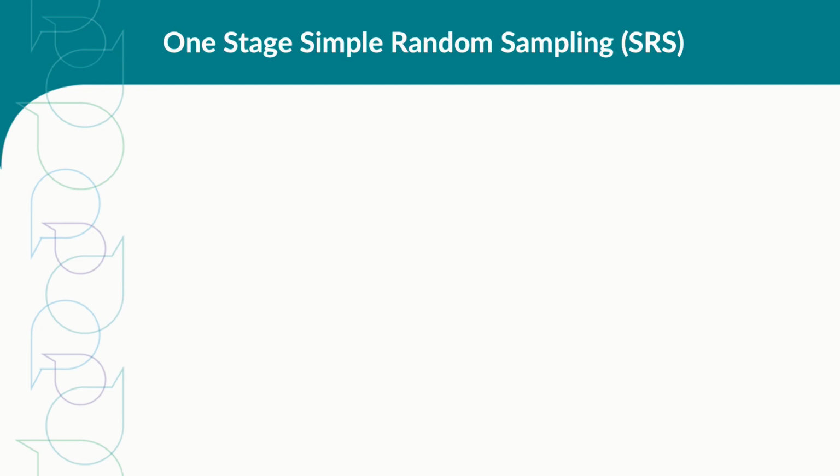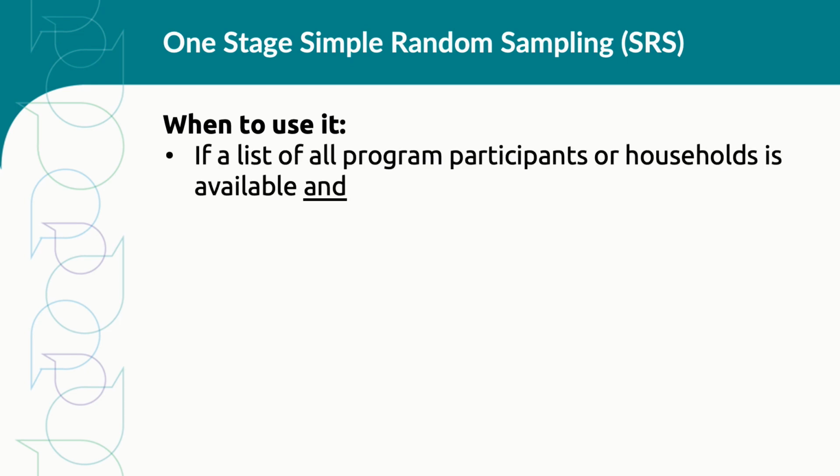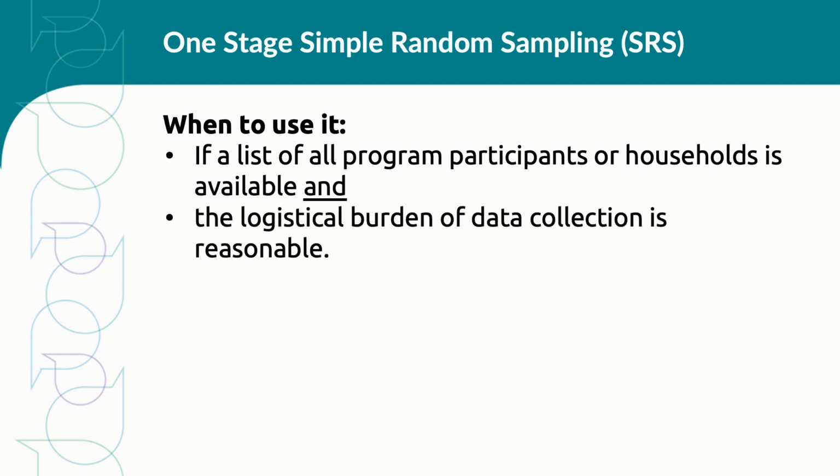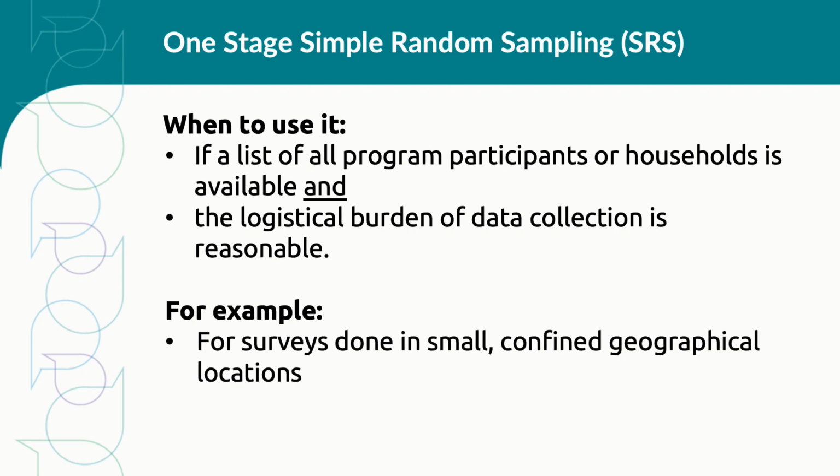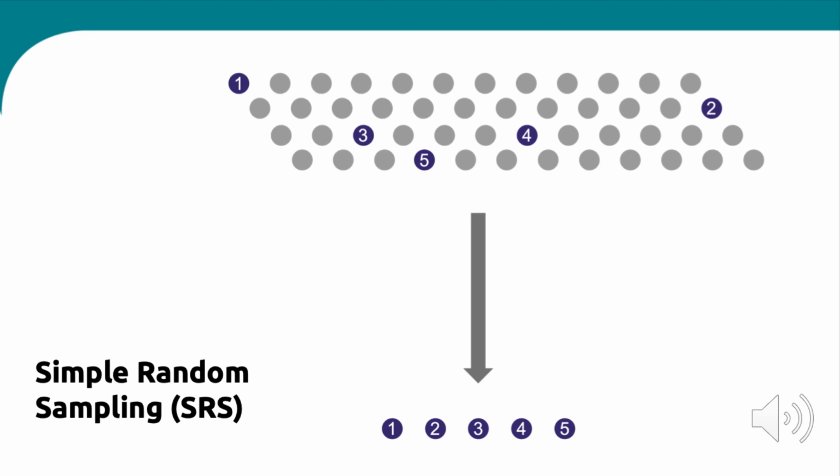A one-stage simple random sampling strategy is appropriate to use if a list of all program participants or households is available and the logistical burden of data collection is reasonable. For example, SRS might be used for surveys done in small, confined geographical locations, like a refugee camp. If you're collecting data remotely, it might also be appropriate, since you don't need to consider travel logistics and geographical dispersal. Here is a diagram that visually depicts how SRS works.